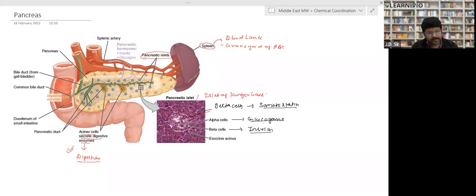The alpha cell secretes glucagon. Full stop. Glucagon converts stored glycogen into glucose. Full stop.